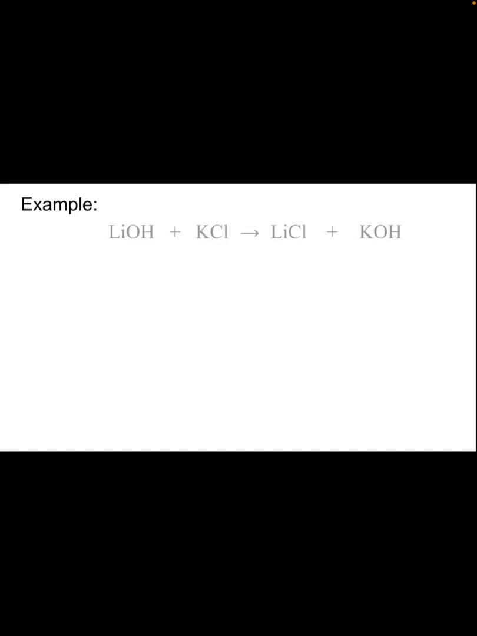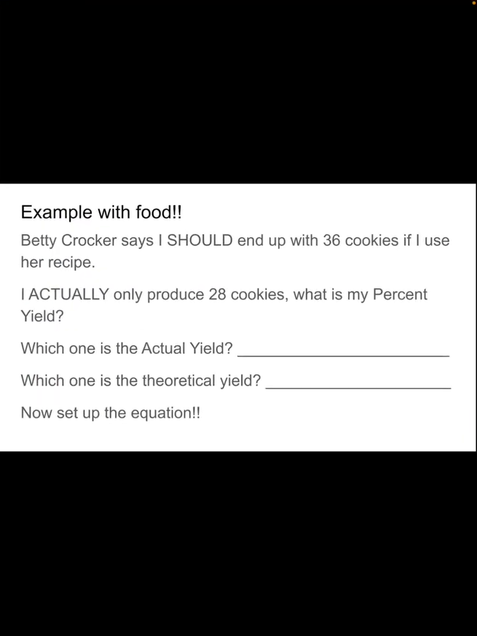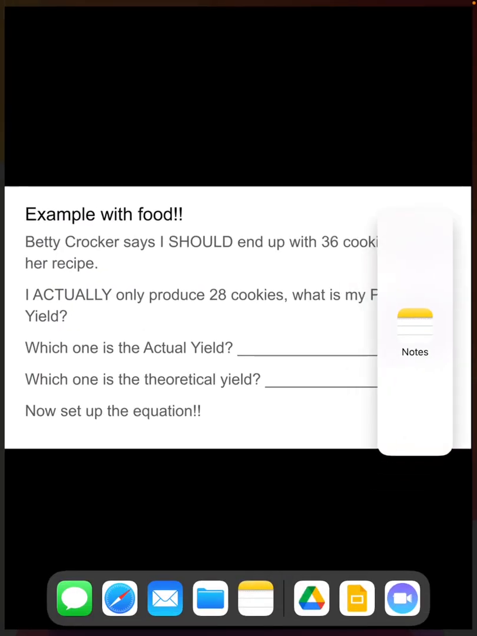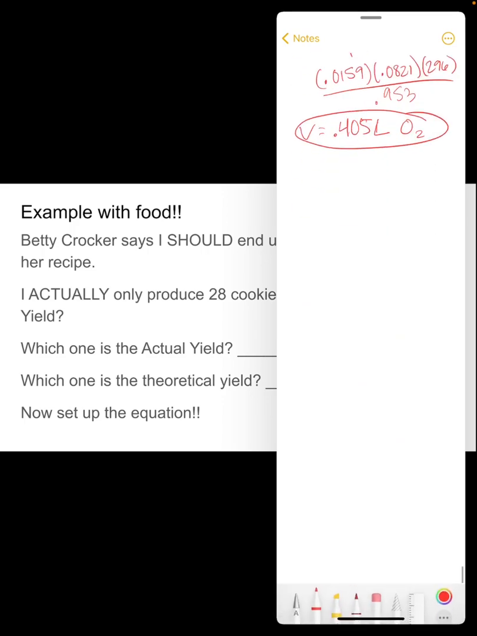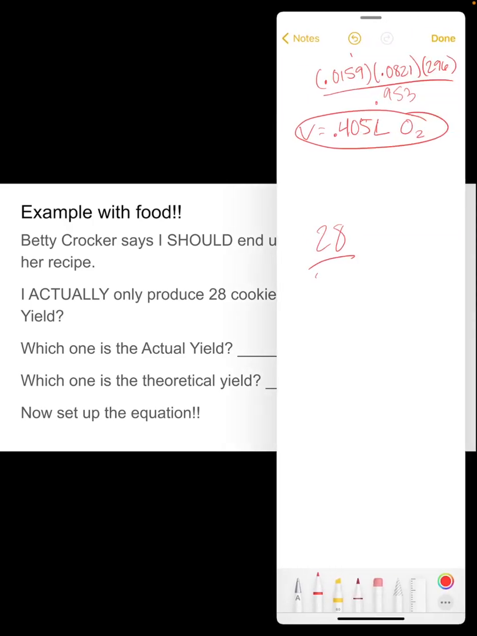Whenever I do the math, here, let me go back real fast. Can't write on my slide, so I'm gonna write over here off to the side. But I have actual, which is 28, over my theoretical, which is 36, and then I would multiply that by 100. So go ahead and plug that into your calculator. And I got 77.8%.